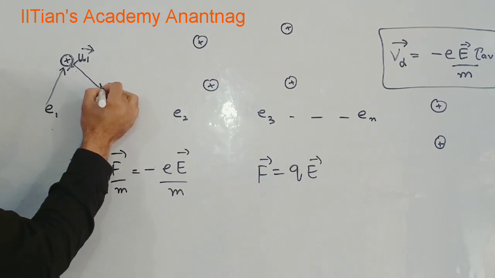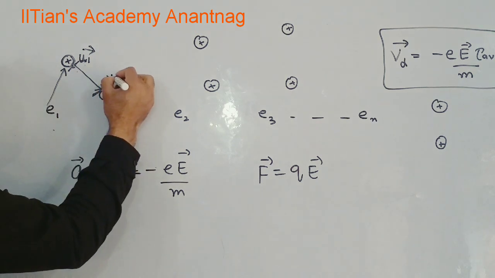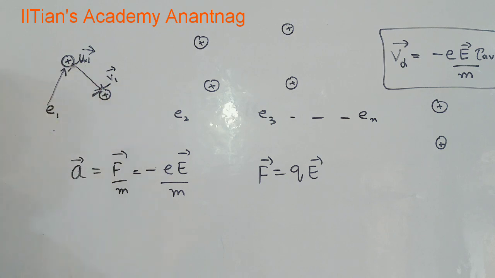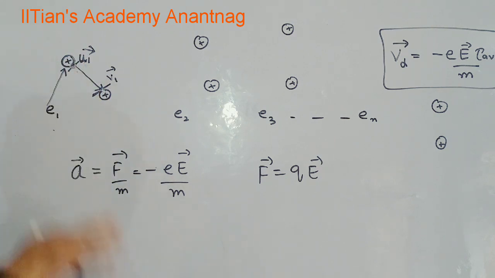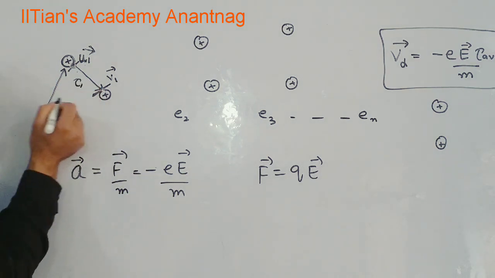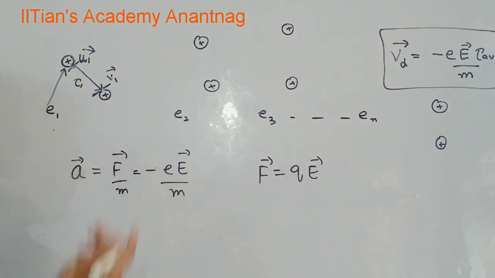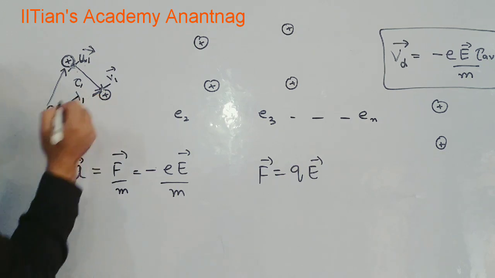So it will end up here with a velocity which will be different from u1. Suppose that velocity is v1, and the time between two successive collisions is the relaxation time. Relaxation time is different for different electrons. Suppose for electron 1, that relaxation time is tau 1. Similarly, the distance between these two points is the free path. Free path is different for different electrons. Suppose for this electron, the free path is lambda 1.